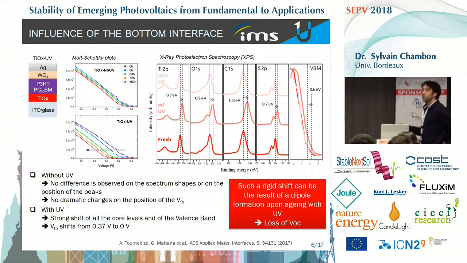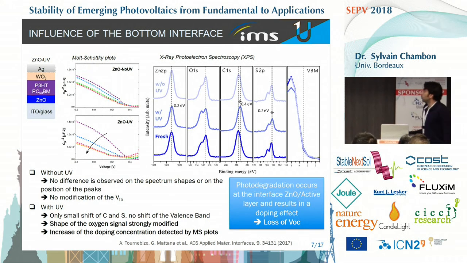And so the combination of those two studies led us to the conclusion that there might be a formation of a dipole at the interface during aging with UV. And the formation of such a dipole could explain the loss of VOC we observed on PV devices. So when we moved to a zinc oxide-based sample, the story was a bit different.